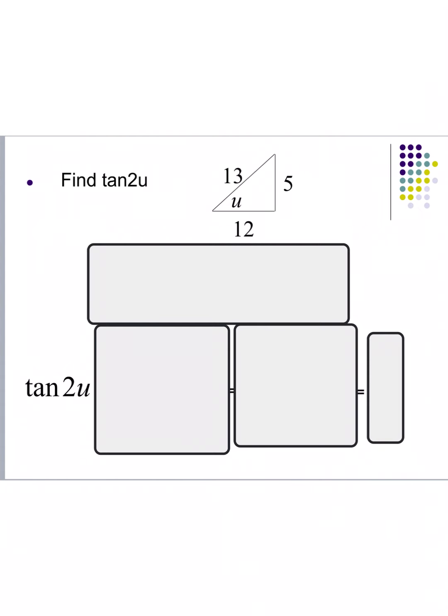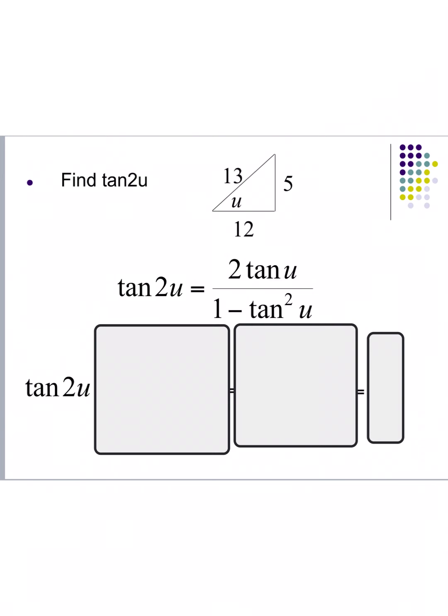And for our final example, we're going to go ahead and find the tangent of 2u, once again using the same triangle. Looking at our formula for this, we have that the tangent of 2u is 2 times the tangent of u over 1 minus tangent squared. This is definitely the most complicated of the three formulas.